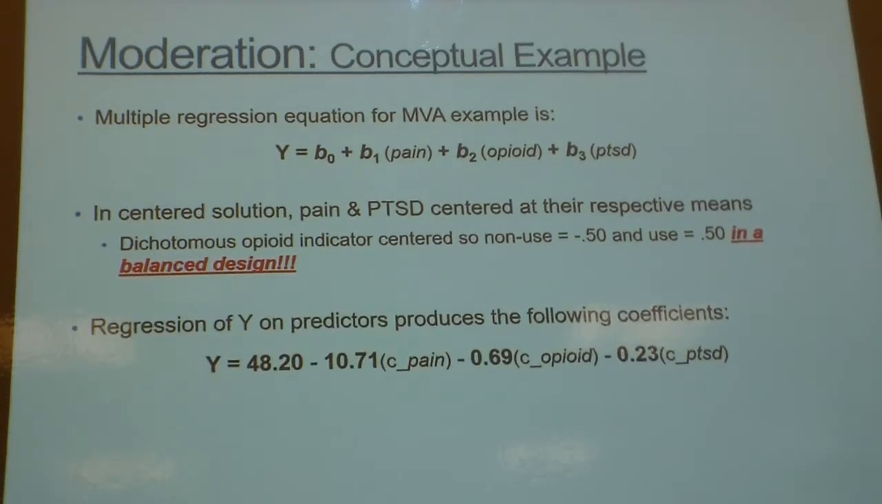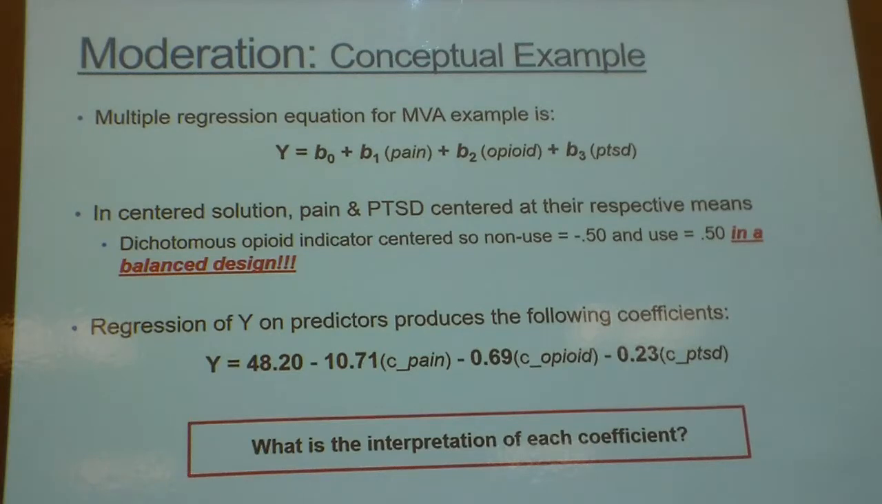Okay. So if we regress role functioning onto our centered coefficients, this is the model that we get. Intercept of 48.2, coefficient for pain, opiate use, and PTSD. Okay. Morgan, give me an interpretation of this coefficient here. So when x is 0, y will be 48.2. Elaborate on that. Holding all others constant.